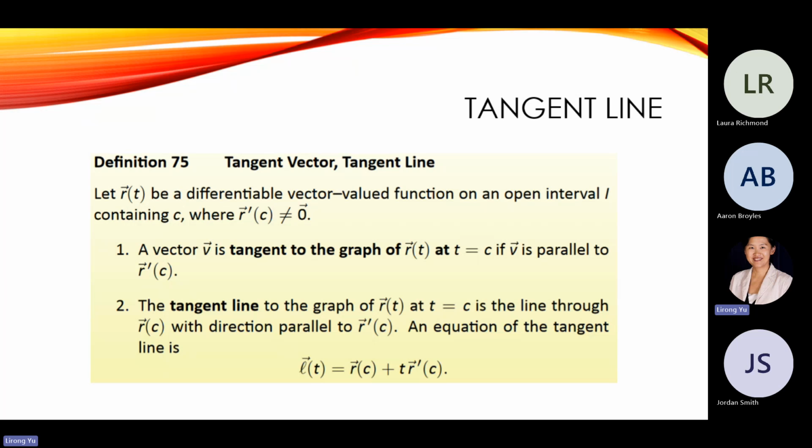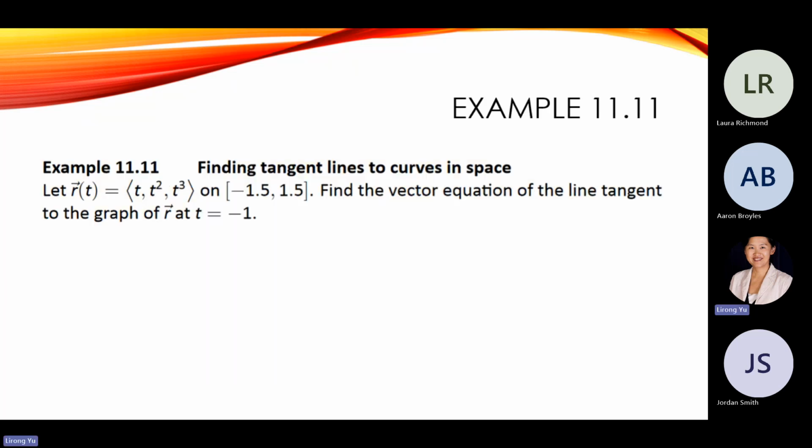That's r(c) plus t times r prime c. r prime c is the direction vector, therefore that's the derivative vector. And then r(c) is a function value vector, because we've got a vector valued function, and that's our formula for the tangent line equation. So the vector valued tangent line equation is different from the tangent line equation in calculus. Any question? You can think of the tangent line equation that we had in calculus as a one-dimensional tangent line, but this is a multivariable tangent line. Okay, so let's look at an example.